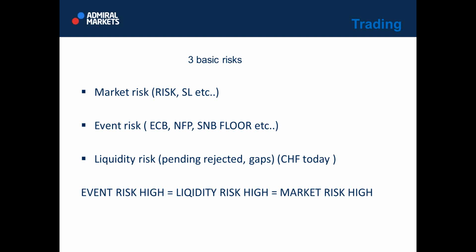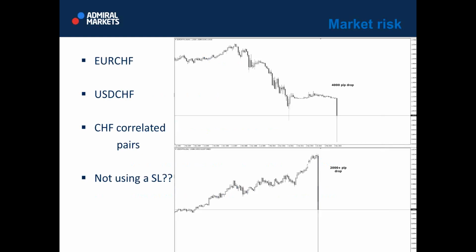Then we have event risks such as ECB, NFP, SNB floor, those events which are very risky in their nature. And we have liquidity risk. That means pending orders are rejected. We have gaps. Today, Swissie, you saw what happened today. There was a bit of lack of liquidity. When event risk is high, and I will use today's example because today is a perfect example, liquidity risk is always high, and that means that market risk is also going higher. Okay? So event risk is high, liquidity risk is high, and market risk is also going higher.